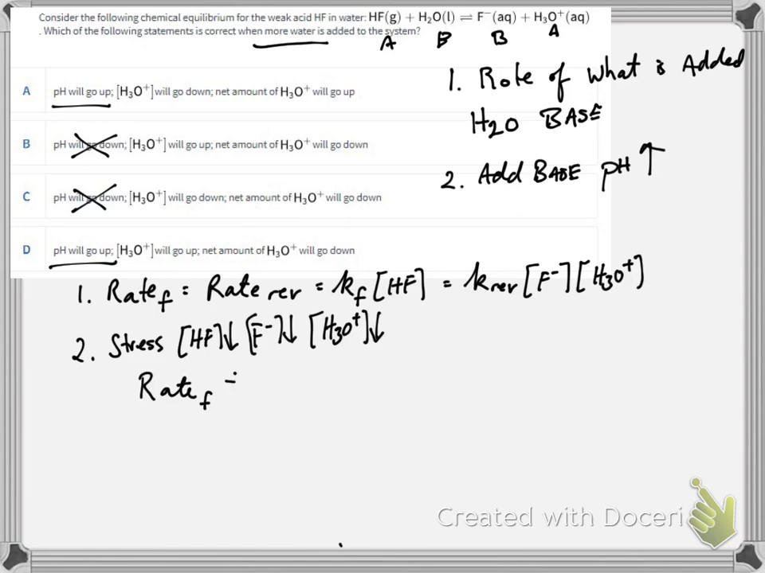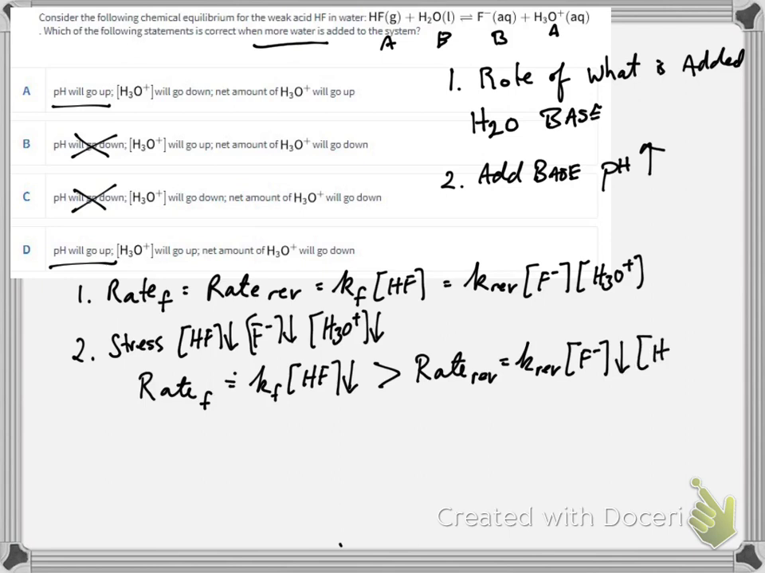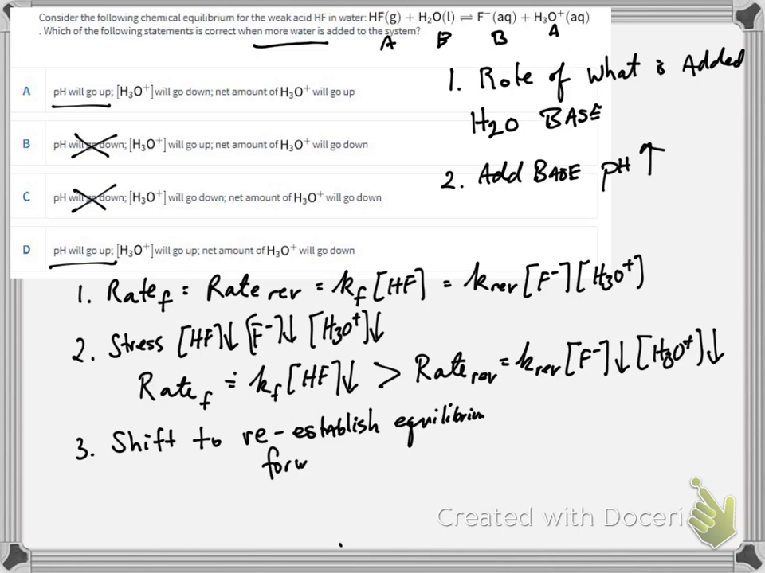So now, based on this, we see the rate forward is moving faster than the rate reverse, because the rate reverse involves 2 concentrations going down, but the rate forward only involves 1 concentration going down. So the rate reverse is going down faster than the rate forward. So because of that, the third step here is a shift. We're going to shift material in the equilibrium to reestablish equilibrium. And what we do is we always shift to the side that's moving slower. That's what it comes down to.